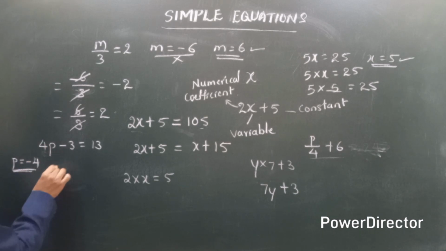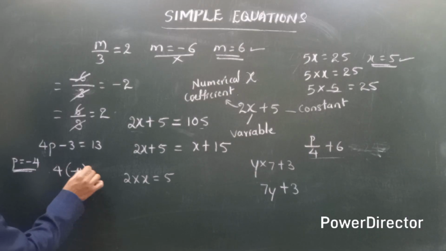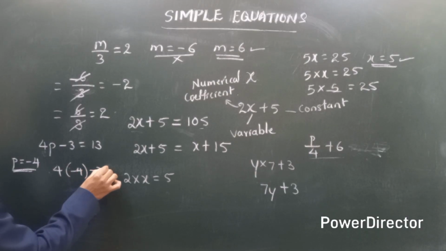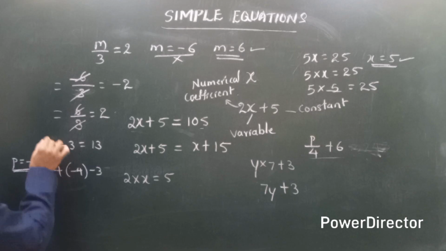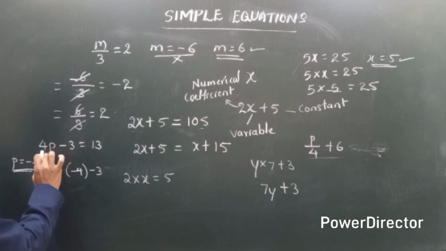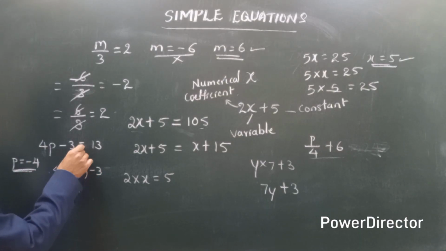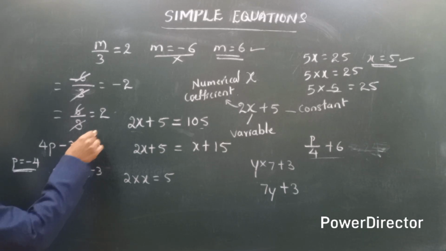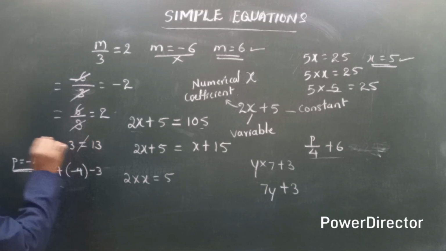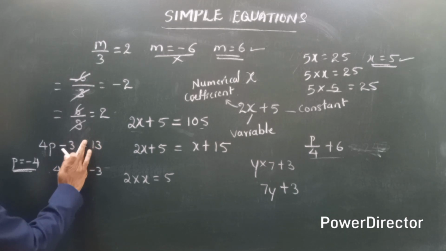In place of 4 you write it as it is. In place of p you write minus 4. Next, minus 3 is equal to this. We have to call this LHS and this RHS. If LHS and RHS are both equal, then it is an equation. Sometimes if it is not equal, we show that with a slant line sign.